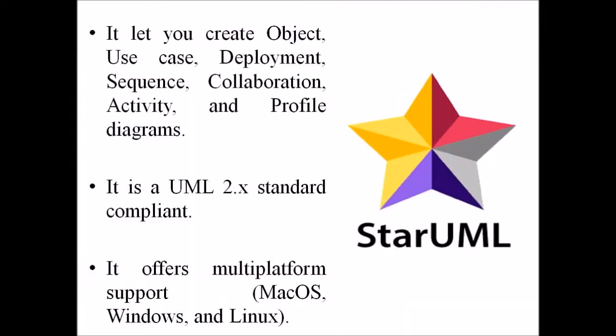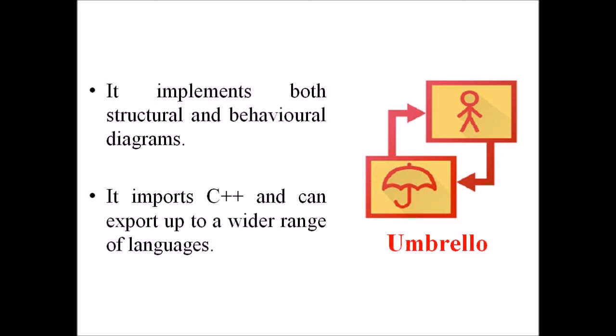So firstly, we are discussing the tool named StarUML. StarUML is an open source software modeling tool which is provided by the EMK lab. It has come up with 11 different types of modeling diagrams, and it also supports UML 2.0 specified diagrams. The major features of StarUML include that it lets us create object, use case, deployment, sequence, collaboration, activity and profile diagrams. It is UML 2.x standard compliant, and it offers multi-platform support like Mac OS, Windows and Linux platforms.